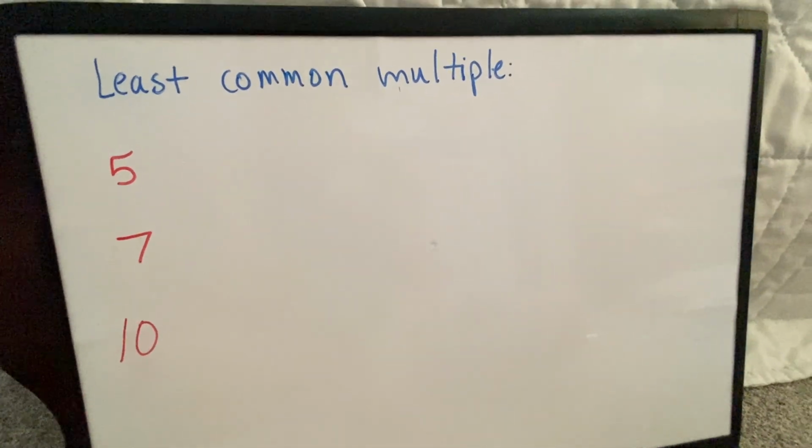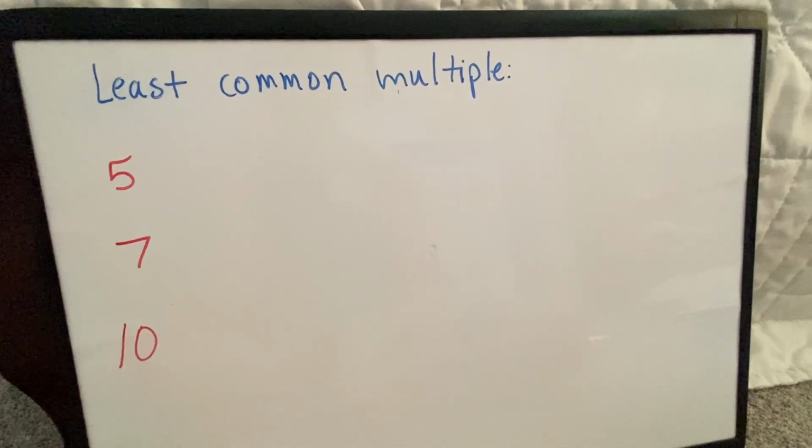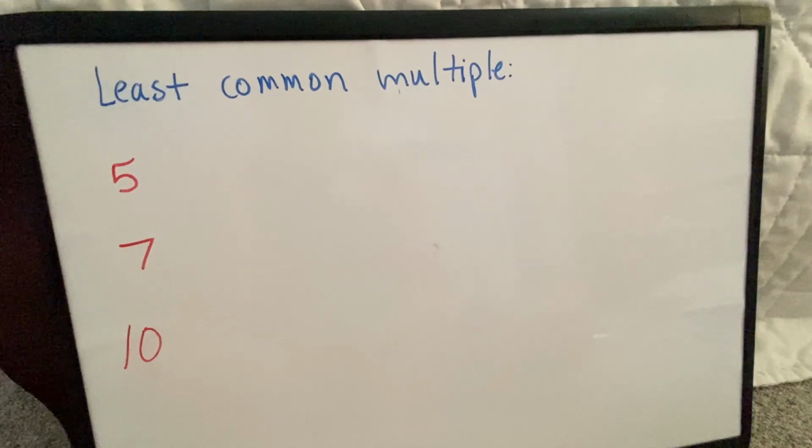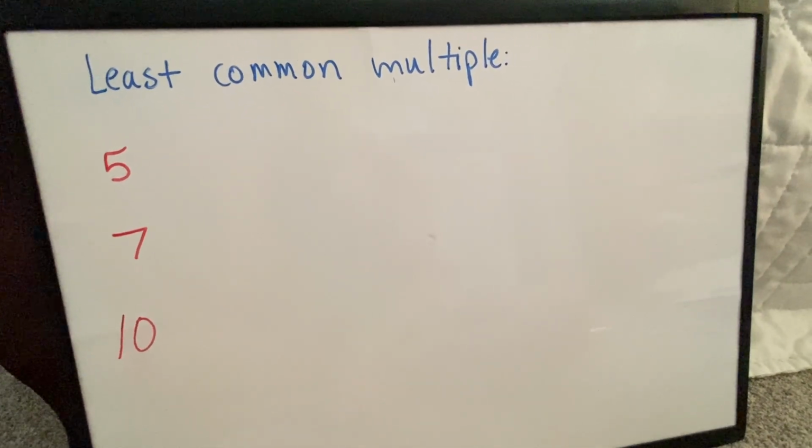Okay, so this is lesson 43, Algebra 1. We're going to be talking about least common multiples.